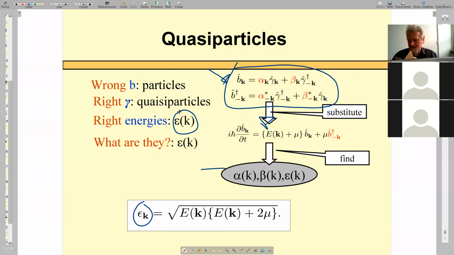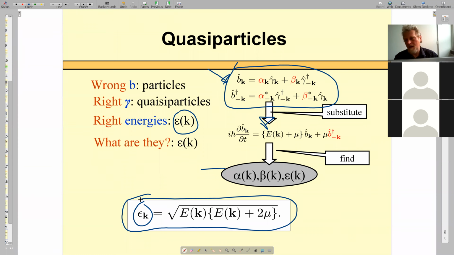Good. So as a byproduct, we have this expression for the energy of a quasi-particle. Look, what is this Ek? Let me remind you, it's just the kinetic energy of the particle. We have seen it 4,000 times.